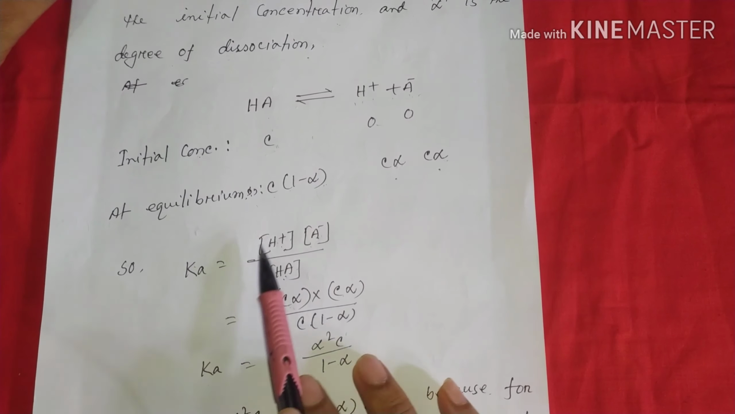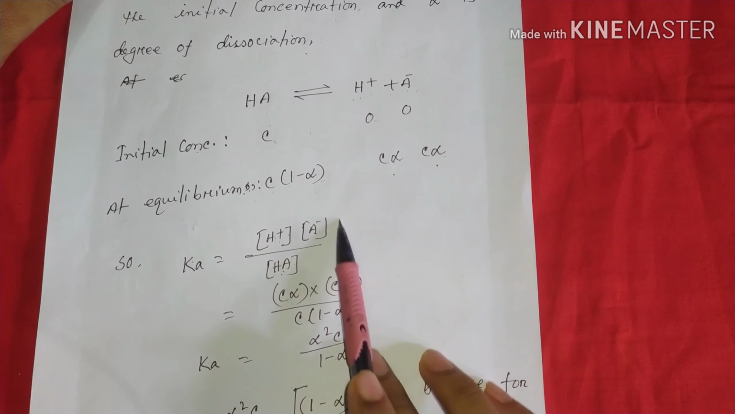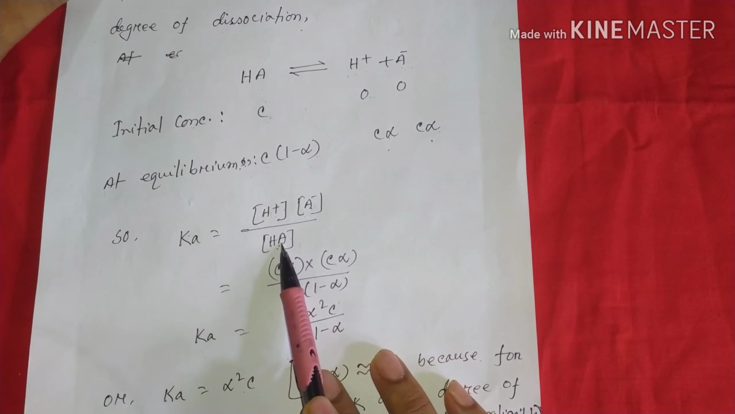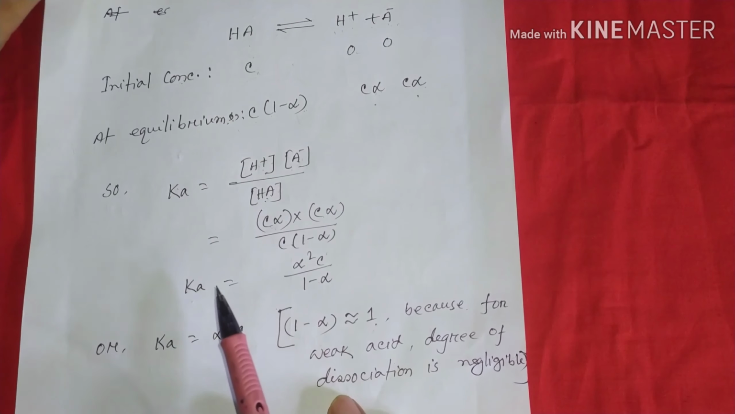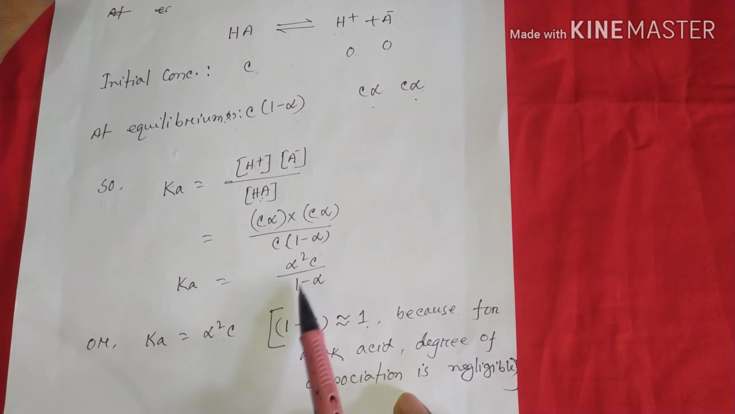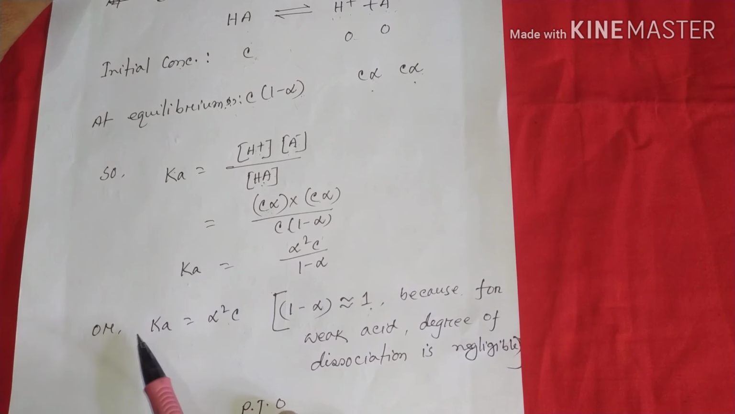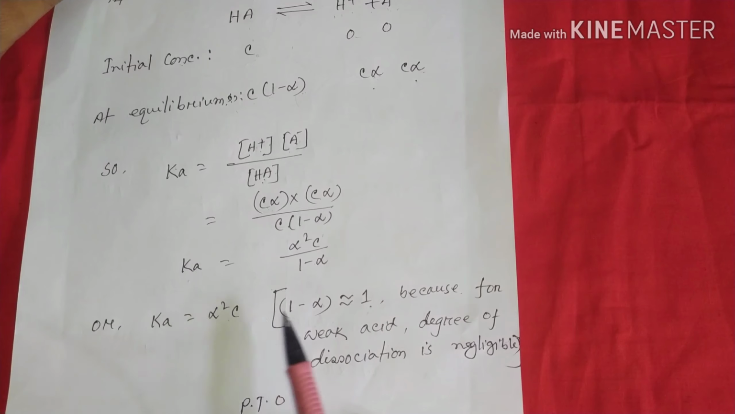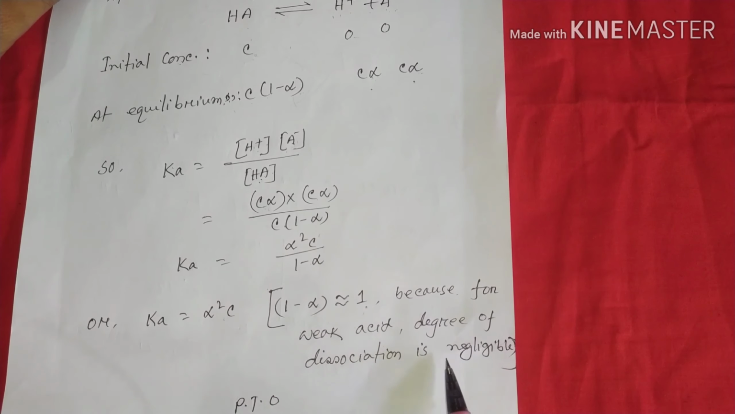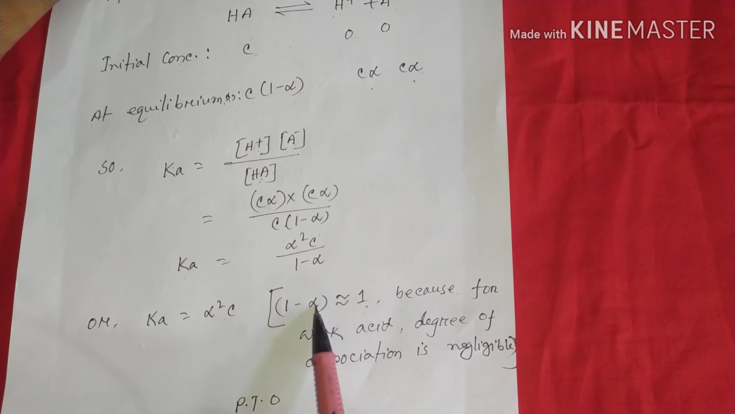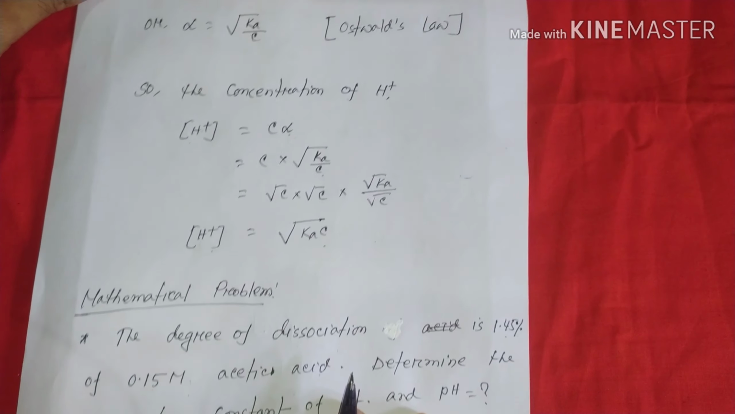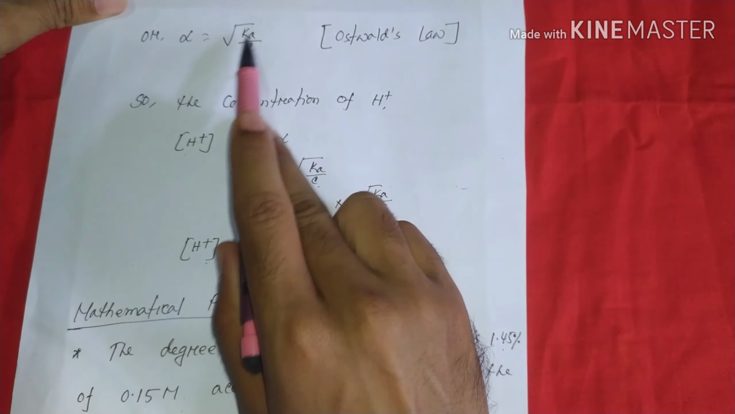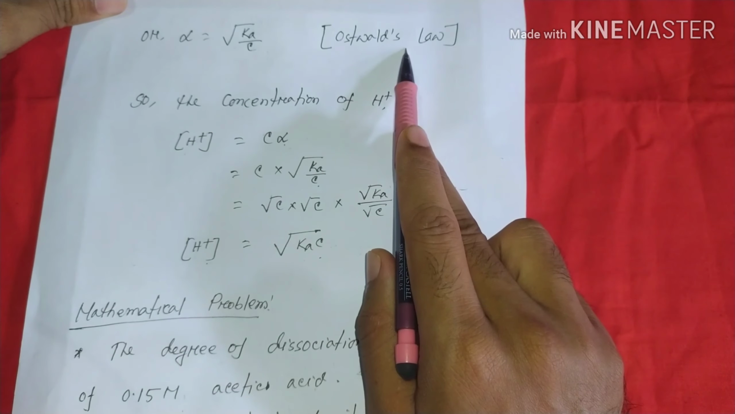So we can write K is equal to the concentration of proton times the concentration of anion divided by the concentration of weak acid. Finally we can write K is equal to alpha squared C divided by 1 minus alpha. For weak acid, the degree of dissociation is negligible, so you can write 1 minus alpha is approximately 1. So K is equal to alpha squared C, or alpha is equal to root over K by C. That denotes Ostwald's law.